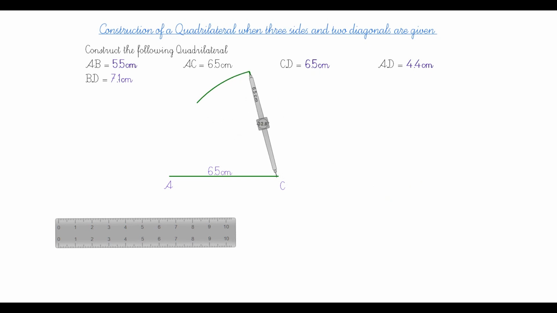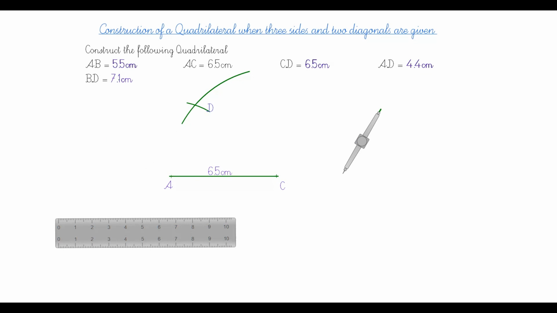Okay, this is the arc for length CD. Now we have to draw another arc, that is from A with AD length. AD is 4.4. After setting this to 4.4, we have to change the needle of the compass to point A, and from here we have to draw another arc such that it cuts the previous one at a point. And the point where it cuts is the location for vertex D. So this is the place for vertex D.